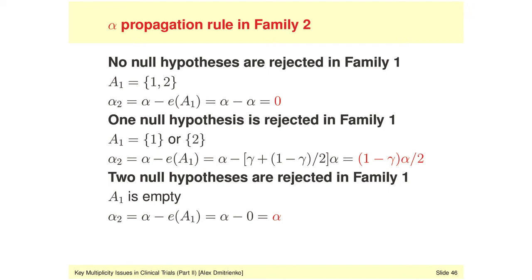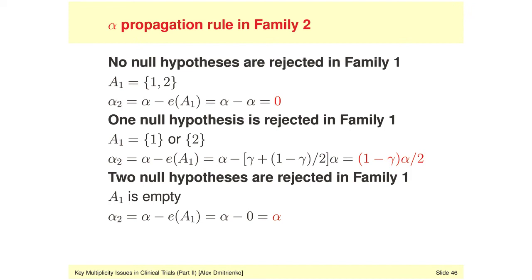That's a very important and actually fairly intuitive conclusion, and that is consistent with the concept of a parallel gatekeeper. Since we failed to reject any hypothesis in the primary family, we essentially failed to pass the gatekeeper, and whatever hypotheses are included in the secondary family will be automatically accepted. Numerically, that is reflected by the fact that no alpha can be transferred to the secondary family.